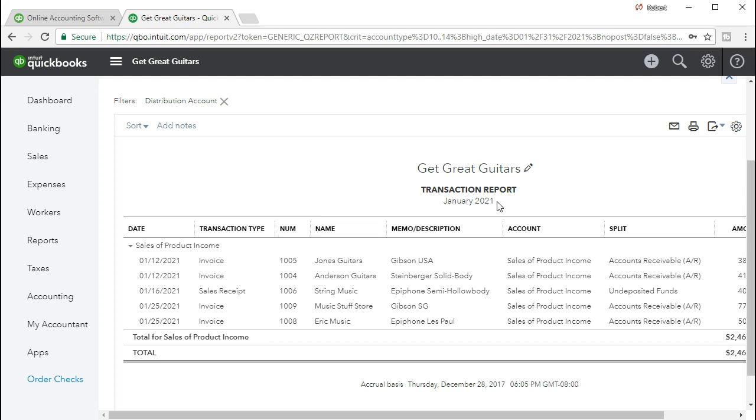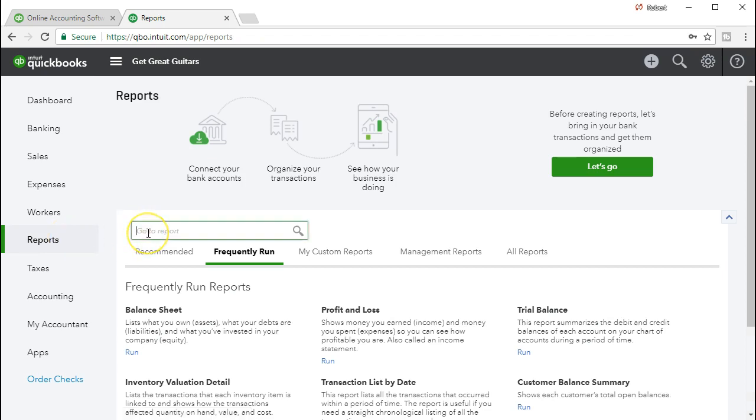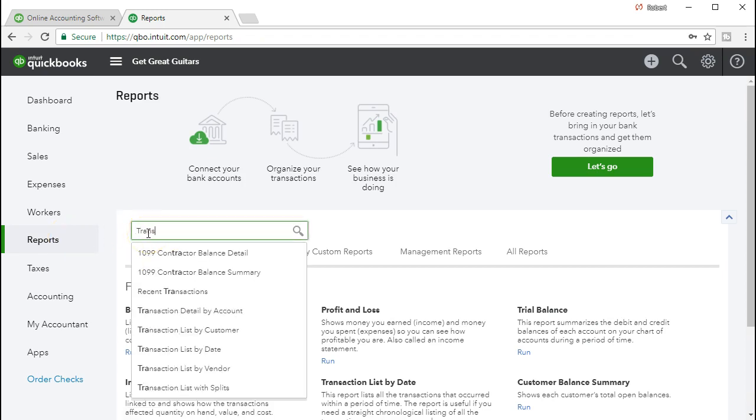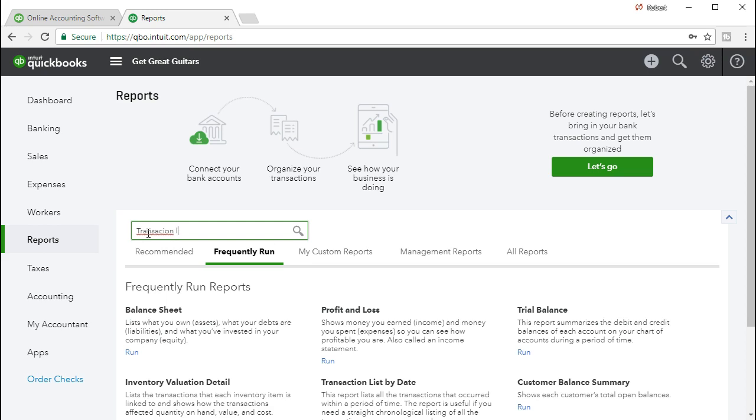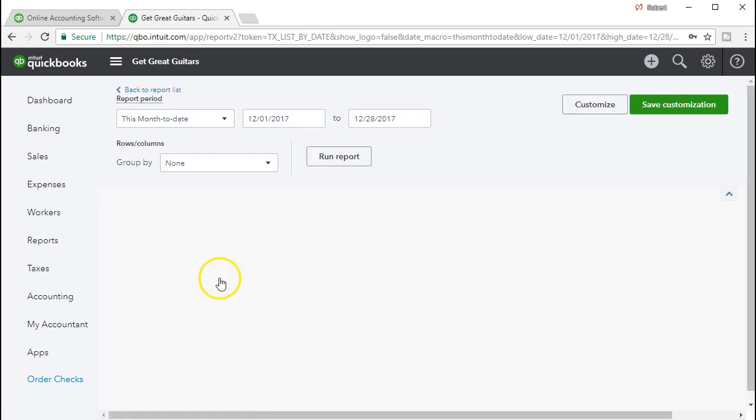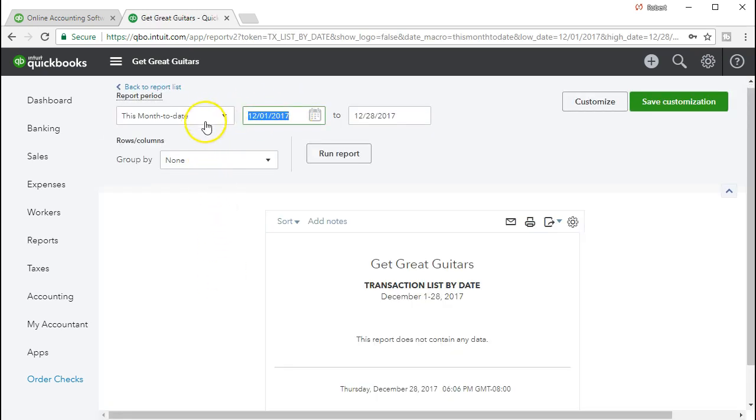So if we wanted to go through the GL individually by account, we can do that and go through to these accounts. If we want to see all the transactions that have happened over a time period over any account, that's when the transaction detail list by date will be helpful. So let's do that. We're going to go to the reports on the left side. We're going to type in here the transaction list by date. So here it is, the transaction list by date. That's the one we want. So we'll select that. And then we'll change the dates from 01/01/21 to 01/31/21, January 1st, 2021 to January 31st, 2021.